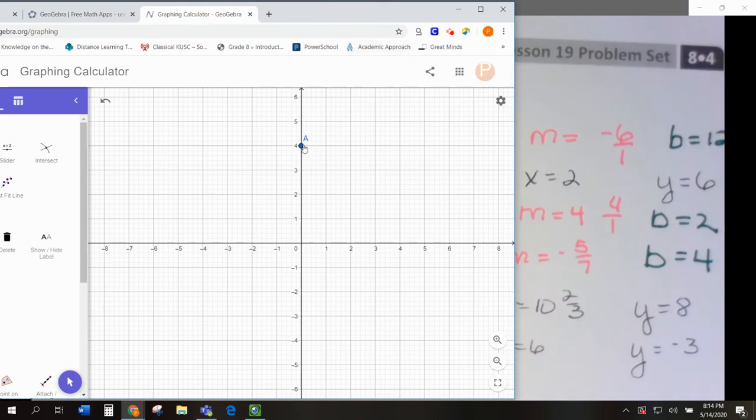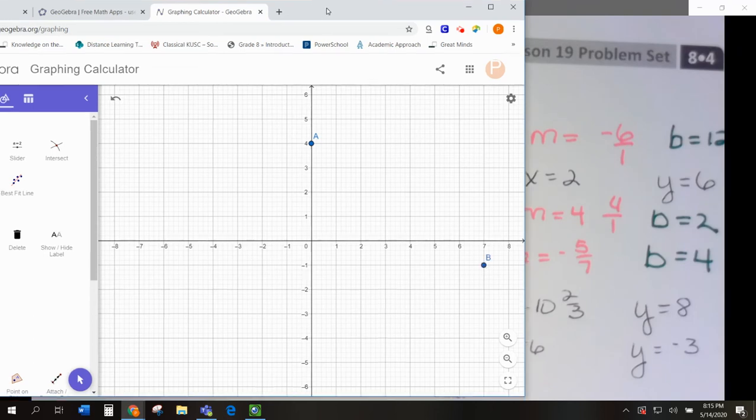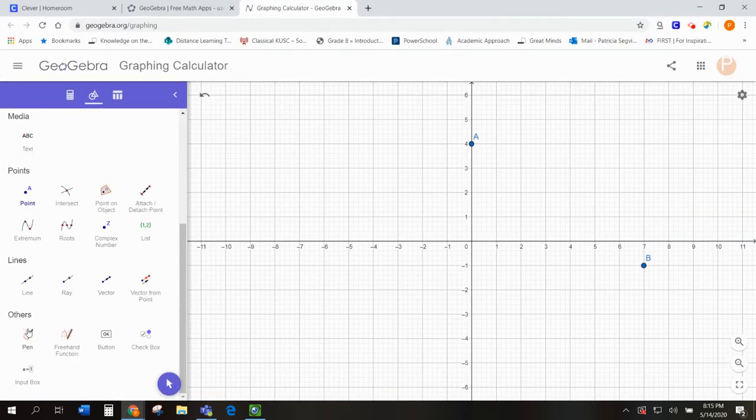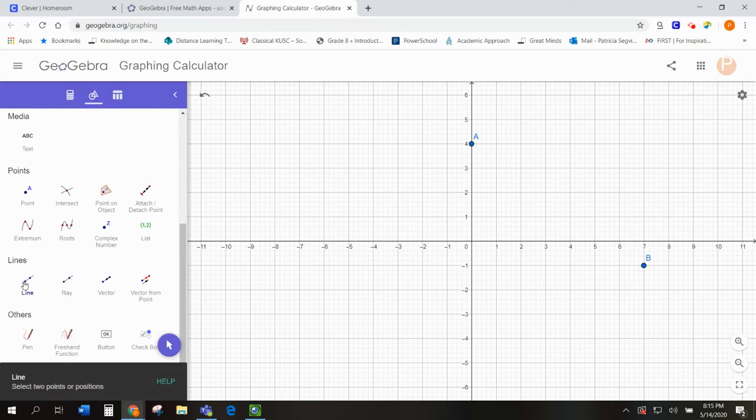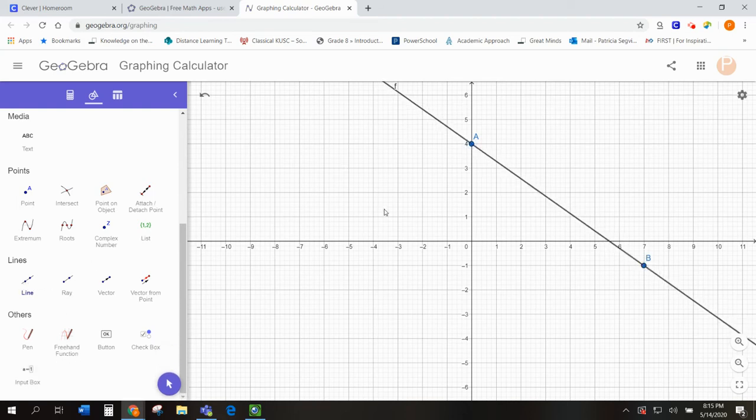So let's go down 5, 1, 2, 3, 4, 5, right 7: 1, 2, 3, 4, 5, 6, 7. We're going to put our dot there, and then we're going to connect these with a line. And that's how we graph that.